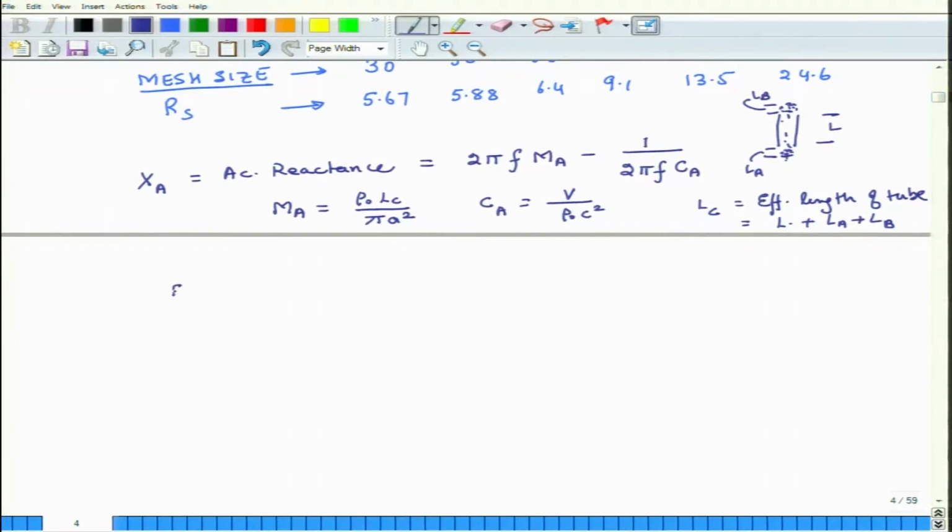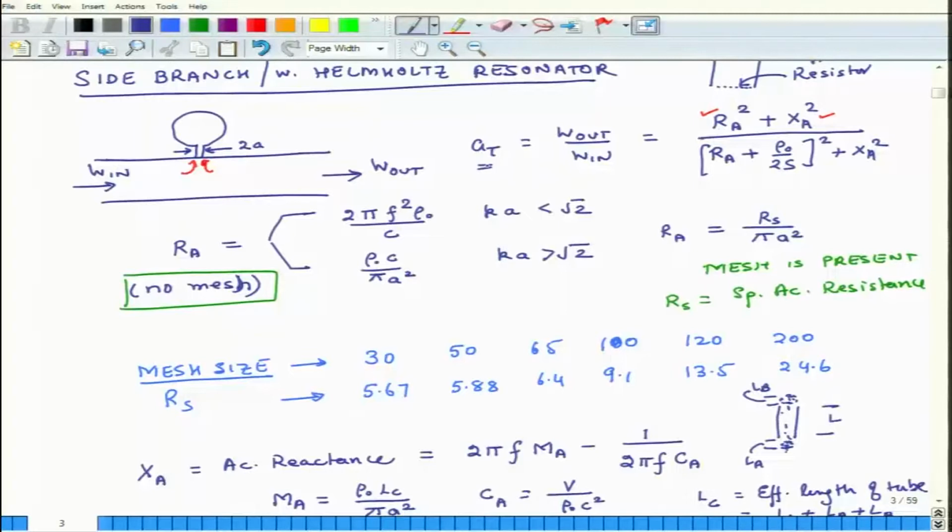And we had also finally discussed how do we find L A. So, if there is a flanged end, for each flanged end we can say L A or L B equals 8 A over 3 pi, and if there is no flange, then L A or L B equals 0.613 A. So, with this we can calculate how much sound power is getting out of the pipe.